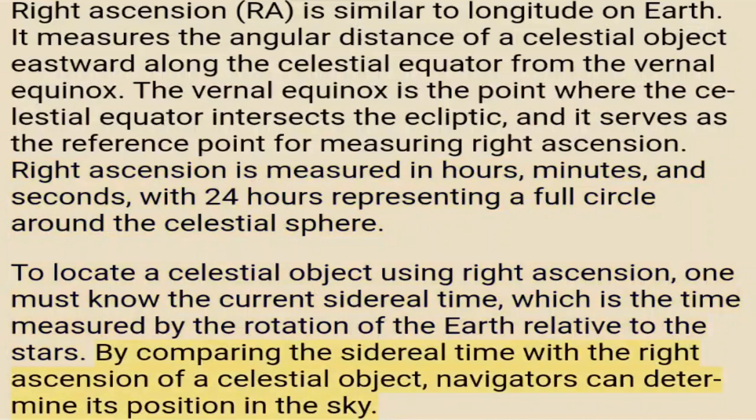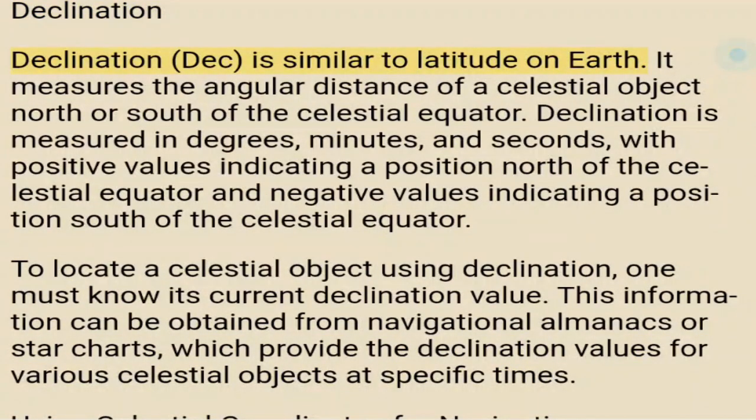By comparing the sidereal time with the right ascension of a celestial object, navigators can determine its position in the sky. Declination. Declination, dec, is similar to latitude on Earth. It measures the angular distance of a celestial object north or south of the celestial equator. Declination is measured in degrees, minutes, and seconds, with positive values indicating a position north of the celestial equator and negative values indicating a position south of the celestial equator.